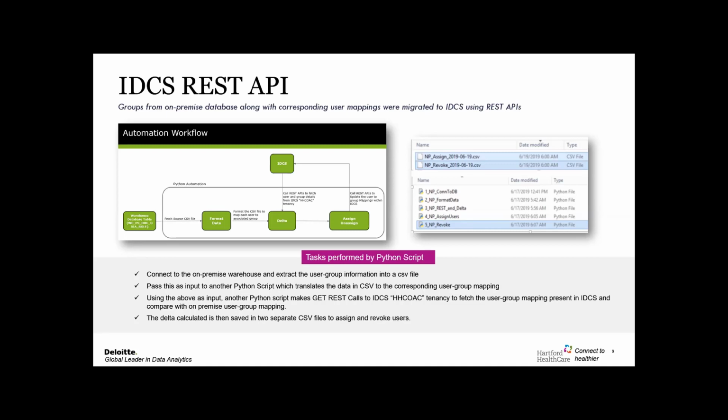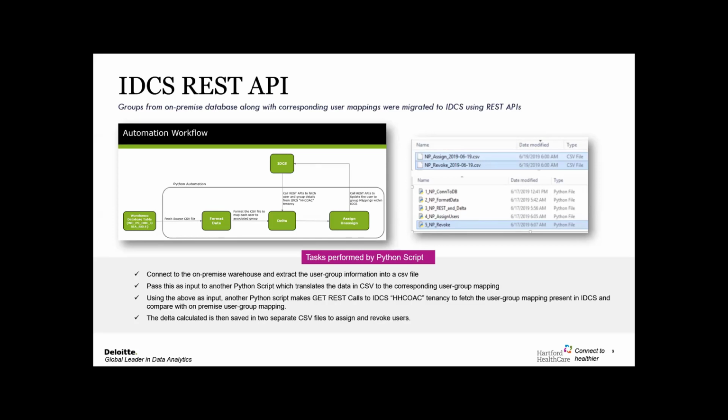After that, using the above input, another Python script makes REST API calls, which will connect to our OAC tenancy and get the user mapping information, which is already present in the IDCS. This is done to get the delta between what is there in the custom script generated in step 2, and what is already present in the IDCS. After that, there are 2 scripts that will run. One is to assign users and one is to revoke users using the delta.